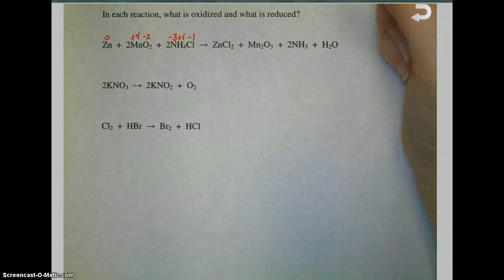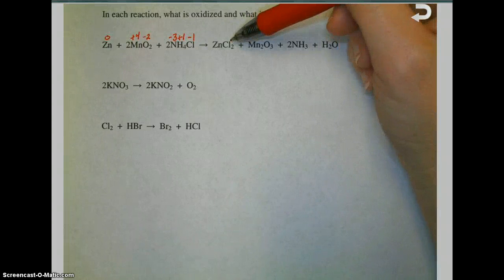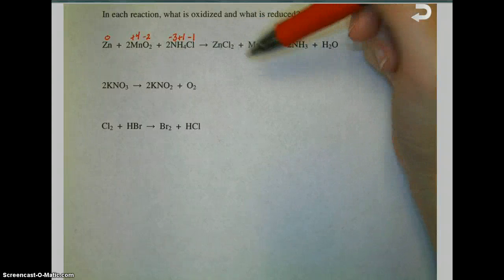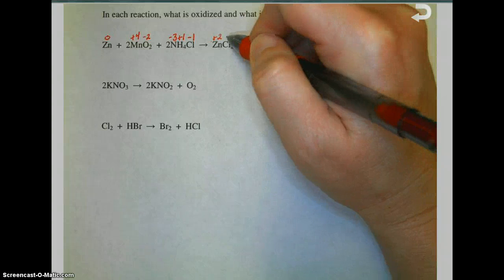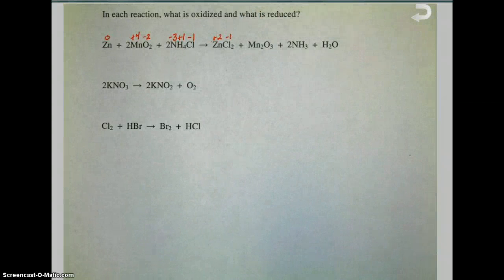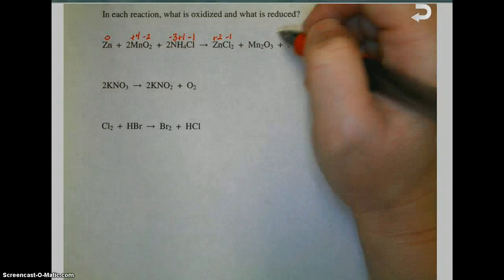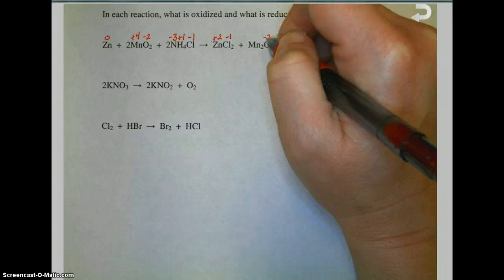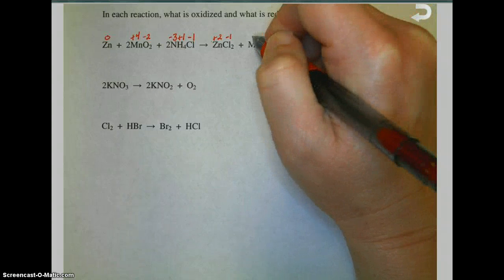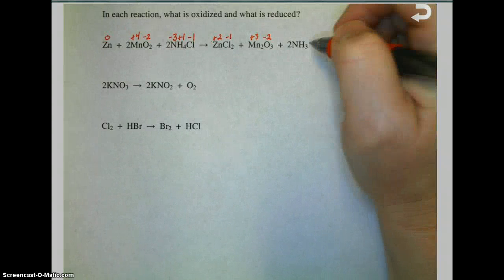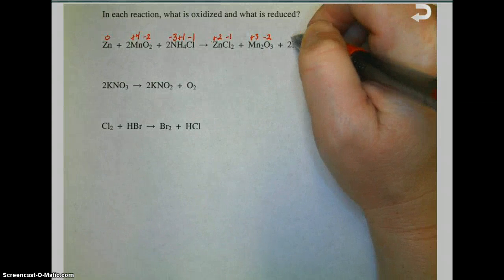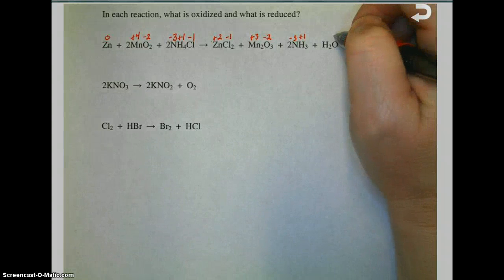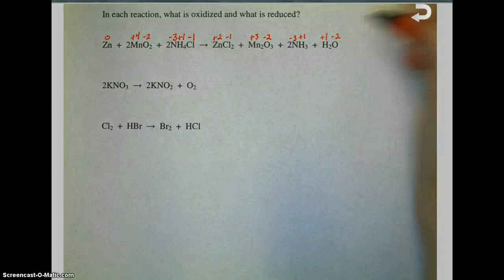Okay, in the product side, zinc chloride. Now we know this is an ionic compound, and if we took it apart, the charge of the ions would be +2 for zinc and -1 for chlorine. So in an ionic compound, you can use the charges. Okay, so for the next one, we have oxygen, which is -2, so that's -6, making each manganese +3. Here, hydrogen is +1, so the nitrogen has to be -3. And in water, oxygen is -2, and hydrogen is +1.